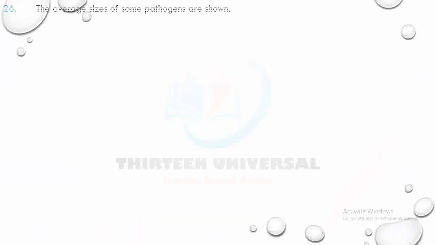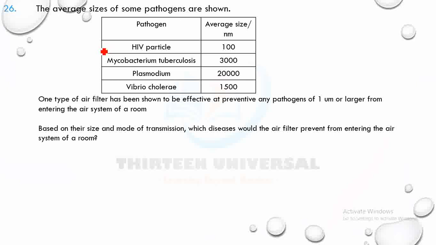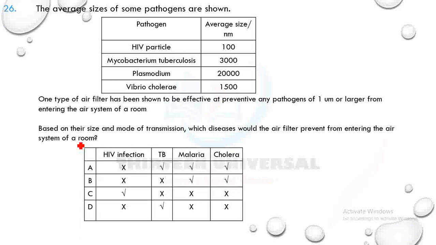No time, guys. The average size of some pathogens is shown. You can see their sizes. One type of air filter has been shown to be effective at preventing any pathogen of 1 micrometer or larger from entering the air system of a room. Based on their size and mode of transmission, which diseases would the air filter prevent from entering the air system of a room? Pause the video and try it.